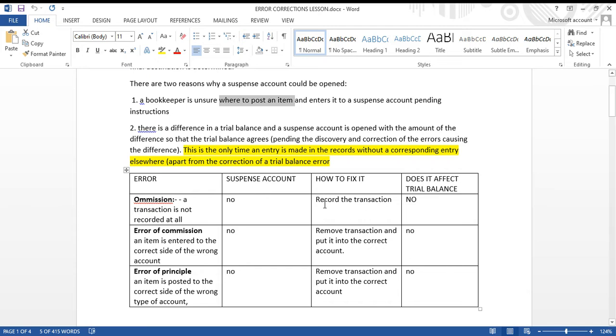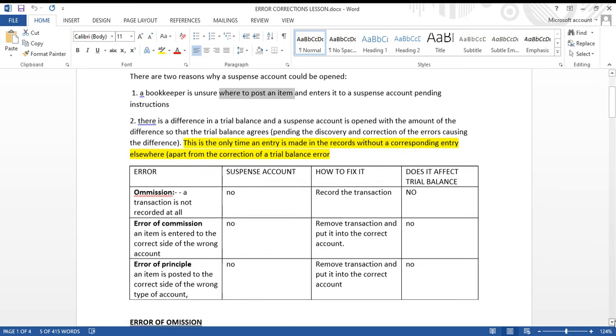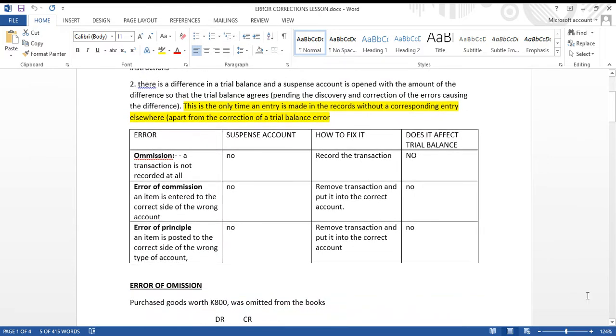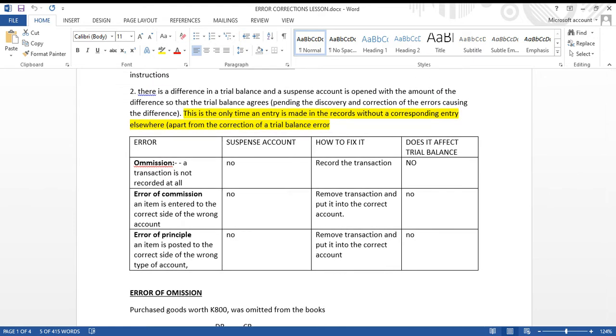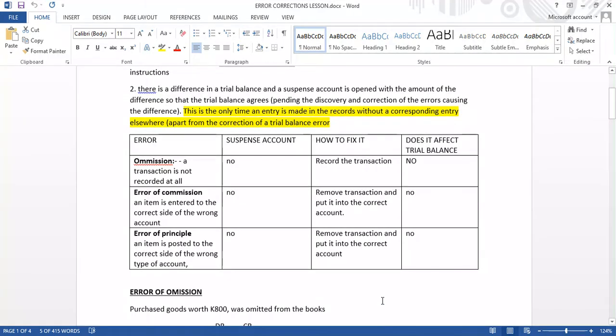And how to fix it? You record the transaction. So here's our first one. It says we purchased goods worth 800, and this was omitted from our books of accounts. We never recorded this entry. So who remembers the journal entry for purchases? When we purchase goods, what is the journal entry? Let's identify which two accounts are involved.